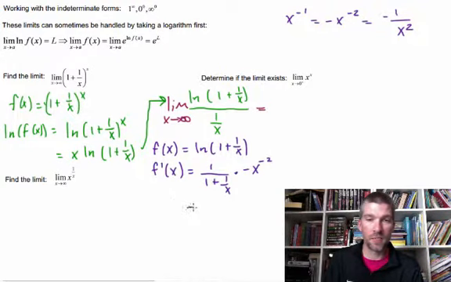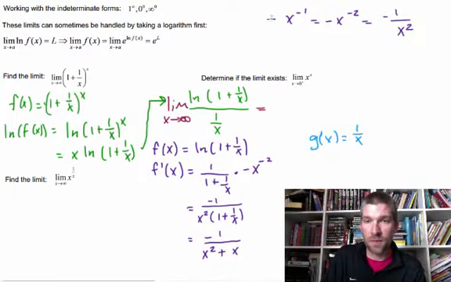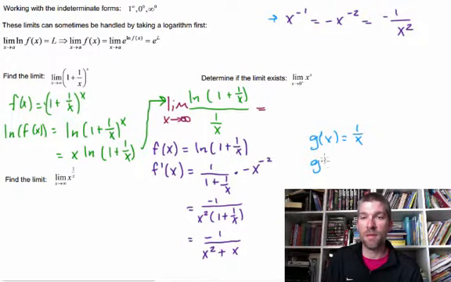Okay, there's my derivative, and we can clean this up a little bit if we want. We can have 1 over x squared times 1 plus 1 over x, with my negative sign there, or negative 1 over x squared plus x, because x squared times 1 over x would just be x. Okay, so there's my f prime. G prime, well, if g of x is equal to 1 over x, same thing as this guy. So g prime of x is equal to negative 1 over x squared.